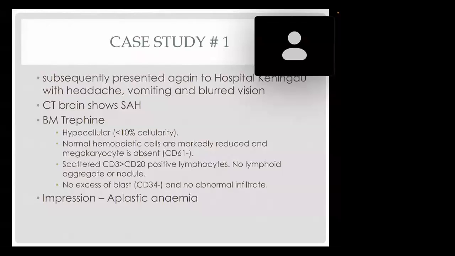So it showed that it was hypocellular with less than 10% cellularity, and the normal hematopoietic cells are markedly reduced, and megakaryocytes are essentially absent. And there are no lymphoid aggregates or nodules, and also there is no excess of blasts found in the bone marrow itself. So this is a very typical picture of aplastic anemia, which is a hypocellular bone marrow, and all cell lines are markedly reduced, and there is no excess blast. So our impression at the time was aplastic anemia.